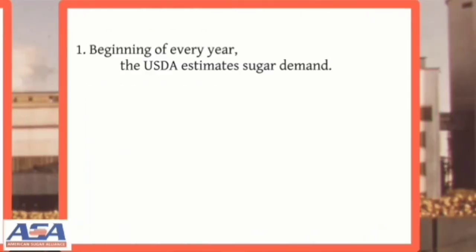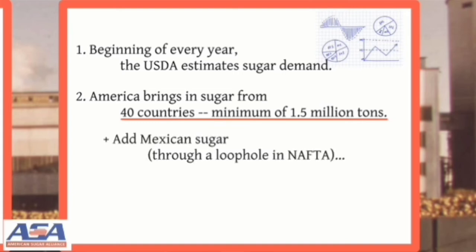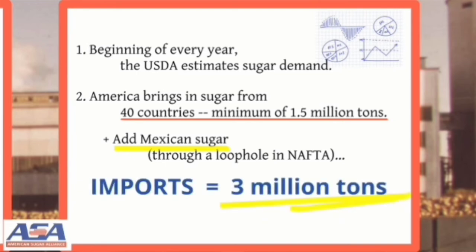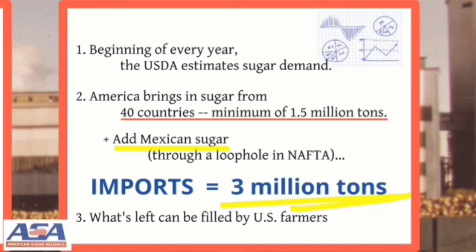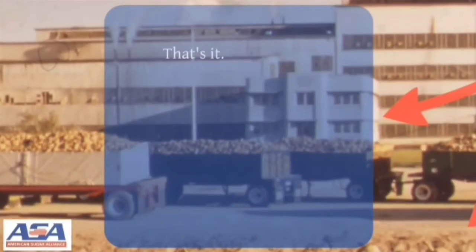At the beginning of every year, the USDA estimates sugar demand, usually about 11 million tons a year. Then America brings in sugar from 40 different countries we have trade deals with. That's a minimum of 1.5 million tons. Add that to subsidized Mexican sugar that flows in through a loophole in NAFTA, and the total imports reach about 3 million tons. What's left of the market can be filled by U.S. farmers. And if they have a bad crop, more imports pick up the slack. That's it. No subsidy checks at all.